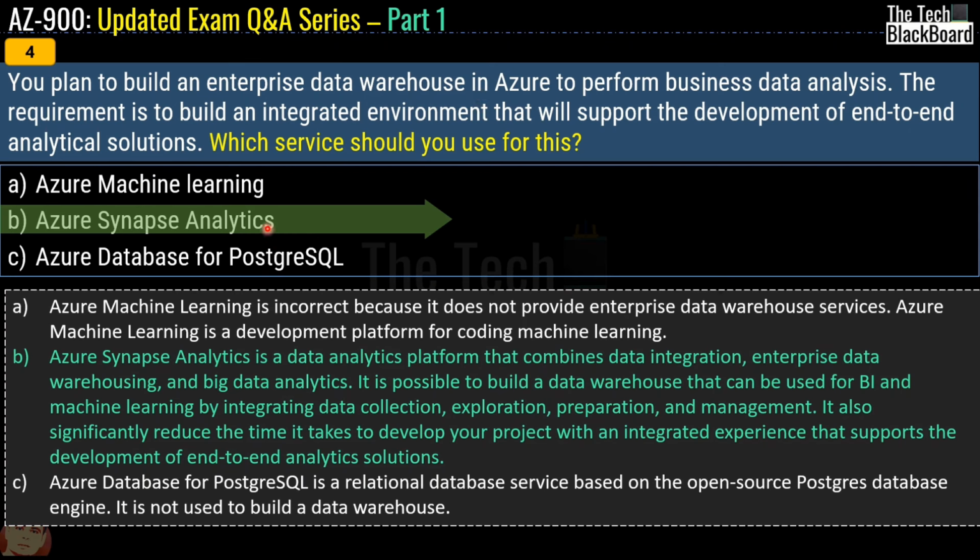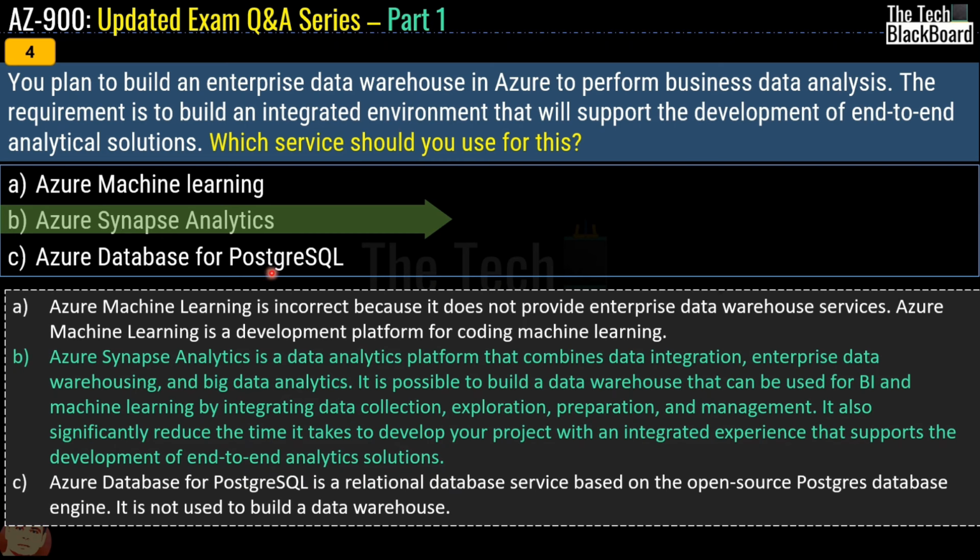Moving on with Azure Synapse Analytics, which is the correct answer. Let's read what is Azure Synapse Analytics. So Azure Synapse Analytics is a data analytic platform that combines data integration, enterprise data warehousing, and big data analytics. It is possible to build a data warehouse that can be used for BI, which is business intelligence, and machine learning by integrating the data collection, exploration, preparation, and management. It also significantly reduces the time it takes to develop your project with an integrated experience that supports the development of end-to-end analytic solution. And that's exactly what was asked in our question as well.